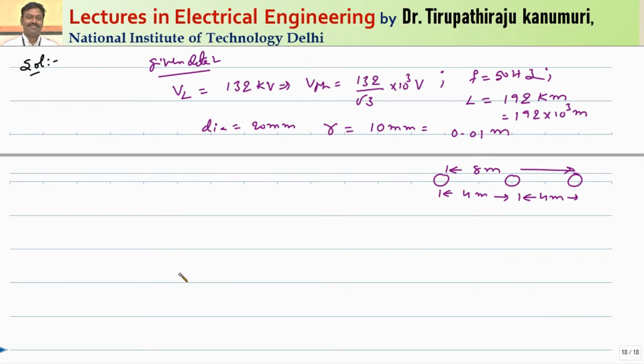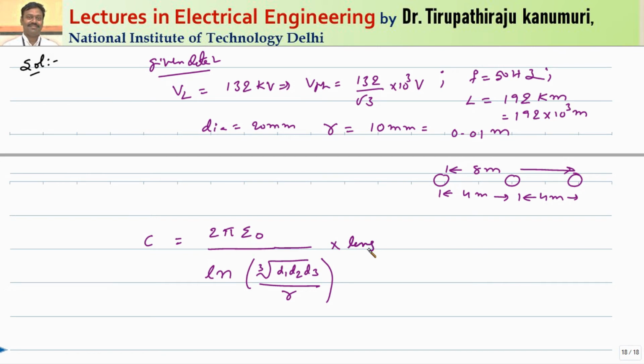So let us try to calculate the value of the total capacitance. Capacitance per phase, we already studied, is 2 pi epsilon naught divided by ln of the geometric mean distance, which is the cube root of the 3 adjacent distances d1, d2, d3, divided by the radius. This will give the capacitance per meter length. So this should be multiplied by the length of the line in meters. That gives my total value of the capacitance.